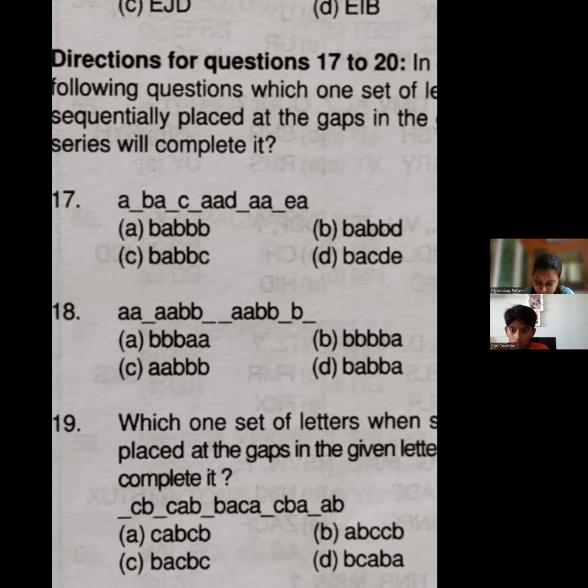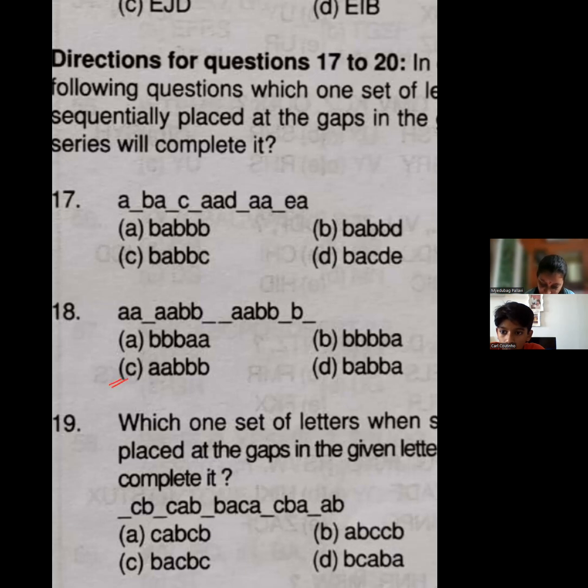In the 18th one, you also try it first. I think the most suitable one should be the C part, isn't it? It's becoming the most suitable one.